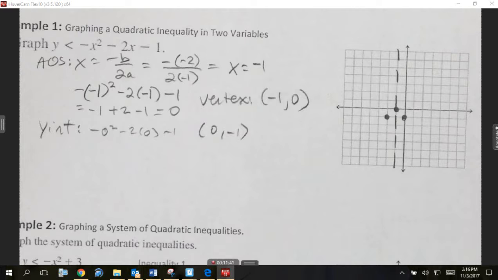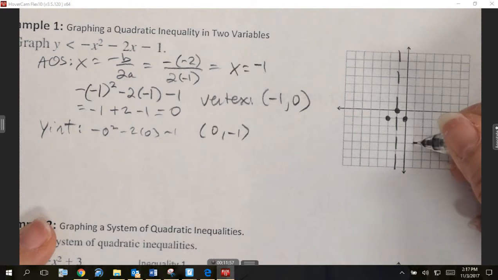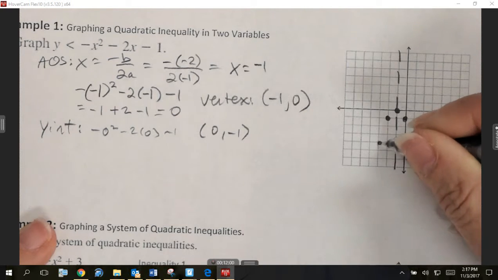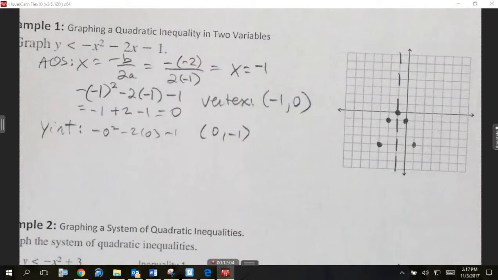So how else are we going to find more points? You can just plug stuff in, or does this have a stretch? It has a reflection, but it doesn't have a stretch. So this is just a parent function flipped over. So we have out 1, down 1, out 2, down 4, out 3, down 9, but I'm off the graph. So the parent function is flipped over. Or you just plug in points and find the points.